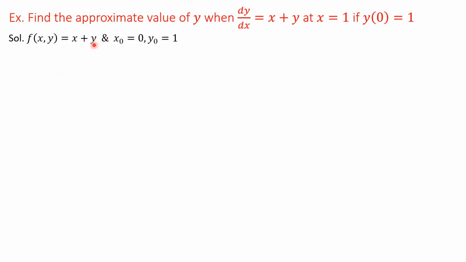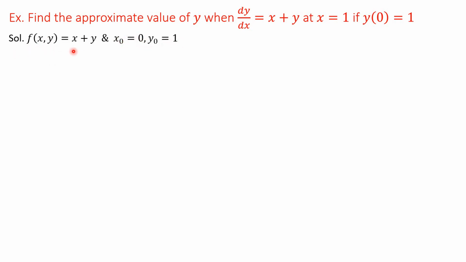So here we have to find approximate value of y where dy by dx is x plus y. So we will take a simple example so that we can compare our answer with the analytic answer also. We have to find y at x is equal to 1, and it is given that y0 is equal to 1. That means x0 is 0 and value of y at x is equal to 0 is 1. So this is what is given here. So x0 is 0, y0 is 1. Function is x plus y.